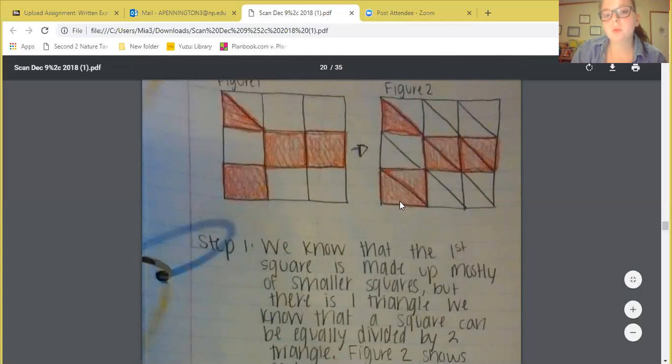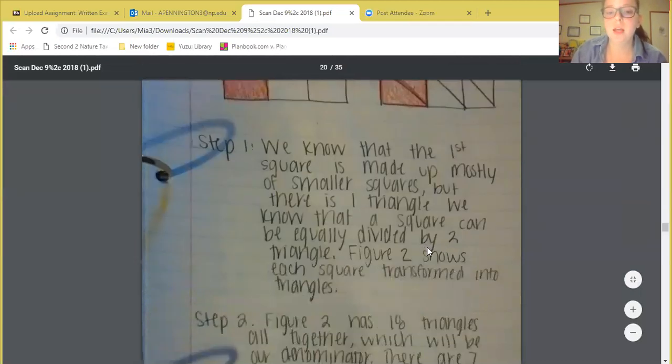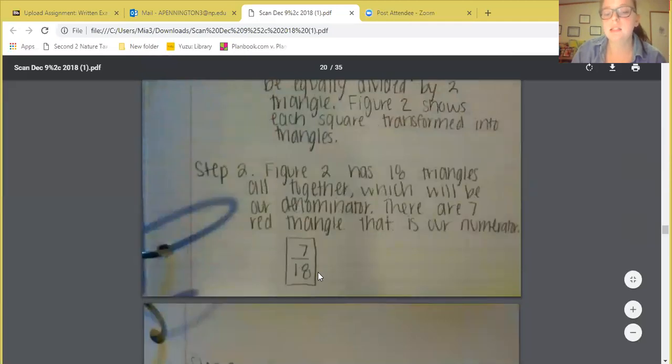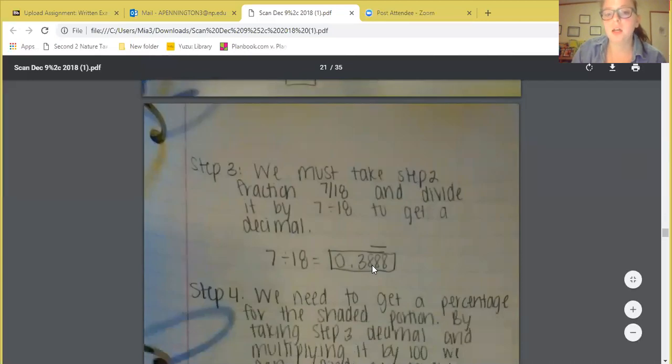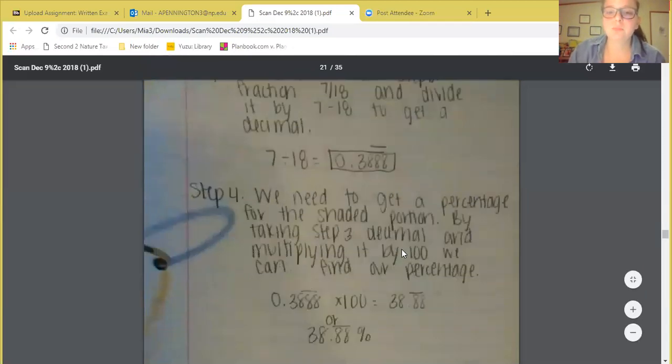And the shaded red portions become 2, 4, 6, 7. So we get a fraction of 7/18. Now for step 2, we take the fraction of 7/18 and divide 7 by 18 to get a decimal, which is 0.3888. And that line over the 8s means it's a continuous 8, that it's never ending.